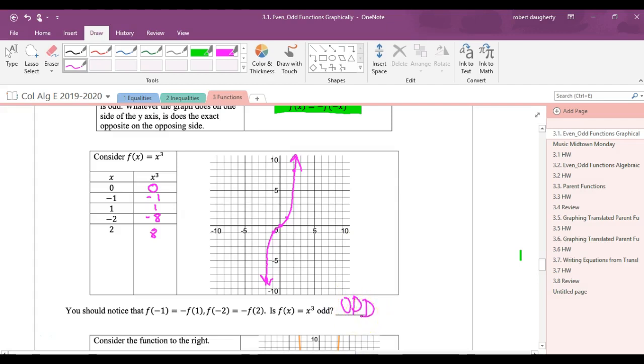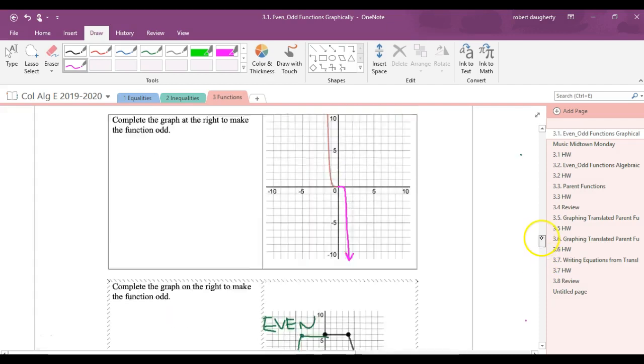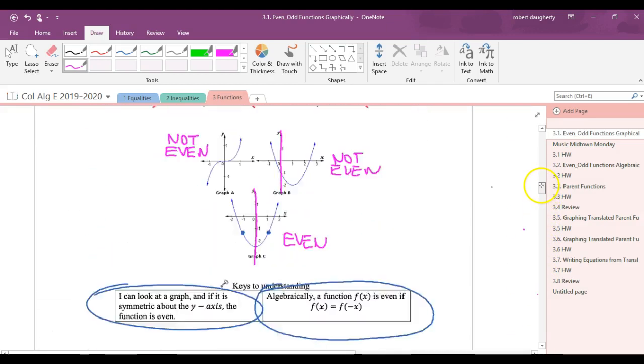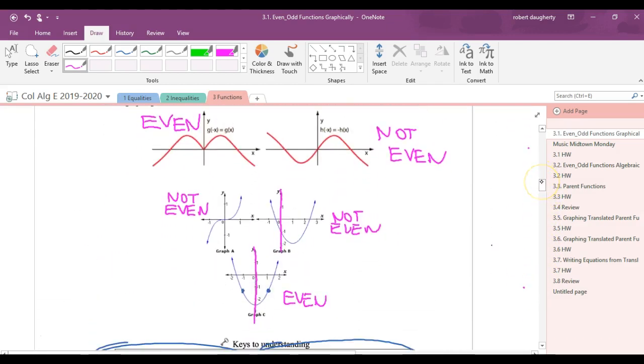Okay. Let's go back to where we started the lesson real quick. Those graphs, when we were saying even and not even, now we know what an odd function is. So what about this? What kind of function is this one? Yeah, this is an odd function, okay? Because what I see is it does the opposite thing on both sides of the axis. What about this one? This is an odd function, it does the opposite thing.